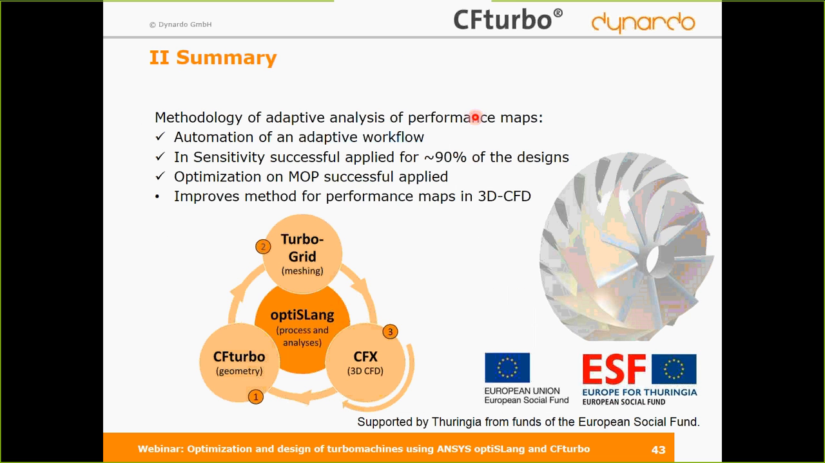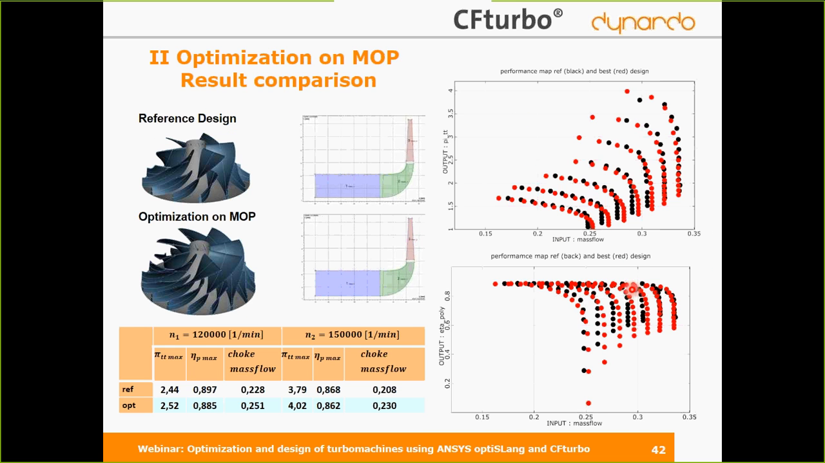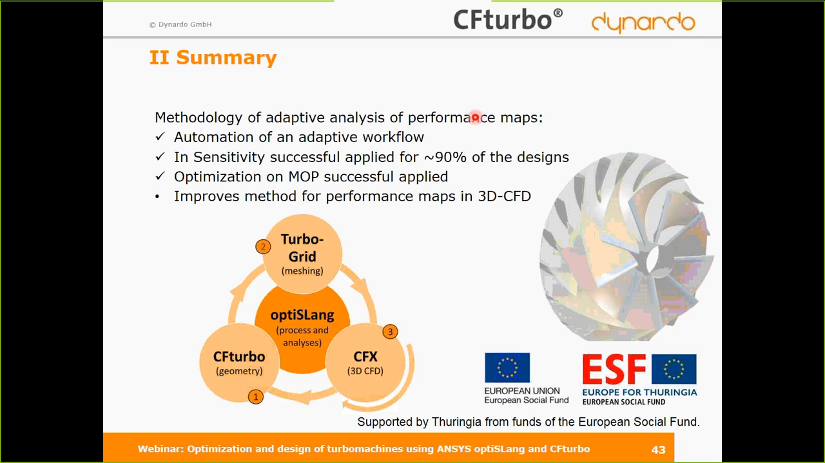So now let's summarize it. With the help of optiSLang, an automated workflow that is adaptive could be realized. Adaptive means dependent on the choke mass flow, we can calculate different operating points.